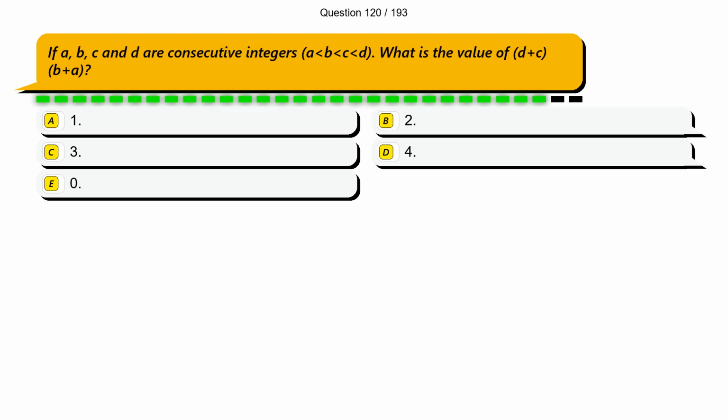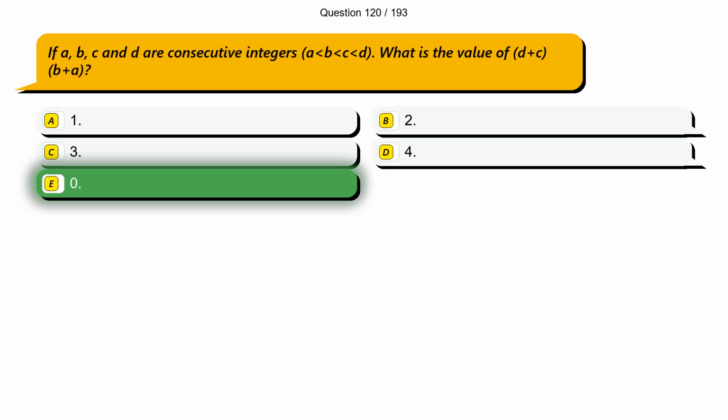Question 120. If A, B, C and D are consecutive integers, A less than B less than C less than D, what is the value of D plus C, minus B plus A? Option A, 1. Option B, 2. Option C, 3. Option D, 4. Option E, 0.